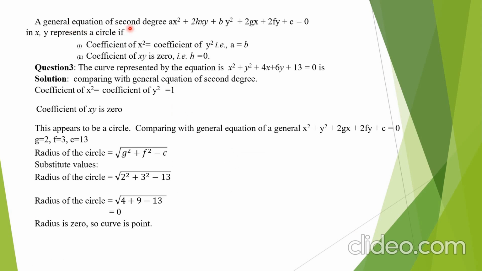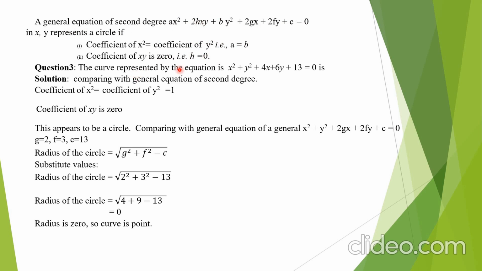Now we learn the general equation of the second degree. This is the general equation: a x square plus 2hxy plus b y square plus 2gx plus 2fy plus c equals 0. Okay, what is the condition when this represents a circle? The coefficient of x square, here a, and the coefficient of y square, here b, both should be equal, and the coefficient of xy should be 0, h equals 0.